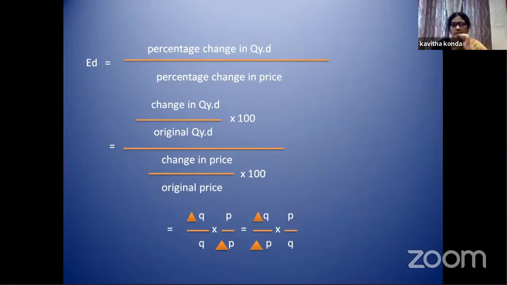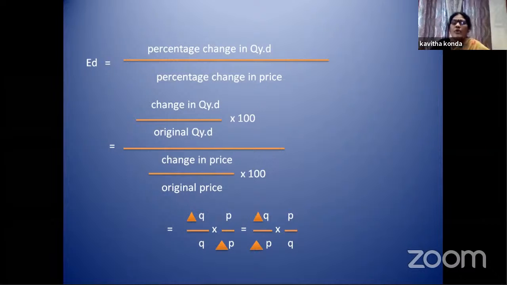ED is the price elasticity of demand: the percentage change in the quantity demanded divided by the percentage change in the price. It can also be written as the change in the quantity demanded divided by the original quantity demanded, divided by the change in the price divided by the original price. What is the original price? It is the price without any change in the price or the demand. The initial demand and initial price are the original demand and the original price.